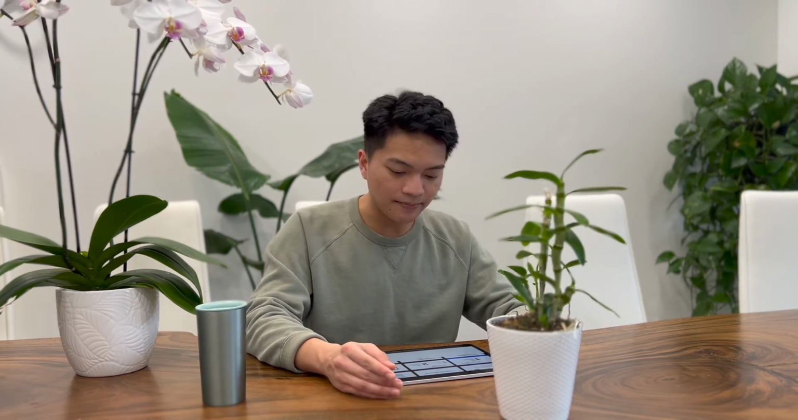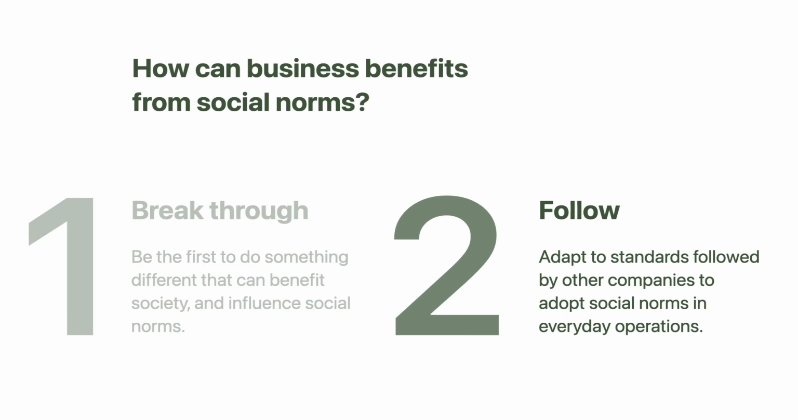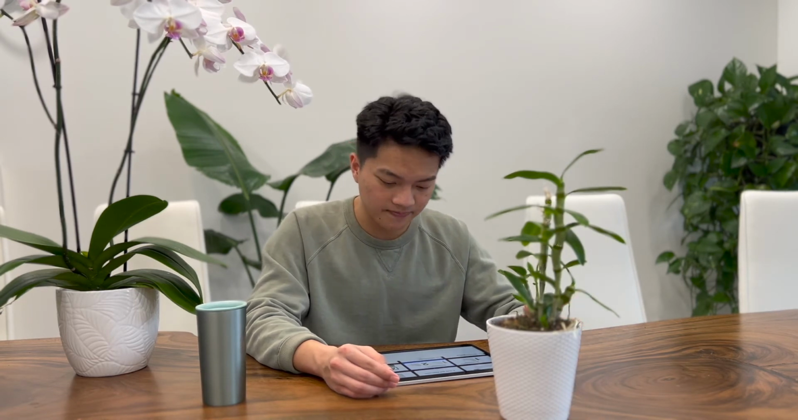So that's one example. Or for a smaller company or a newer company, it can also choose to follow and adapt to standards set by other companies and adopt social norms in everyday operations. For example, they can encourage employees to recycle, perform their best work, become better people, and just make everybody do the right things and create a positive impact in both employees' lives and customers' lives.